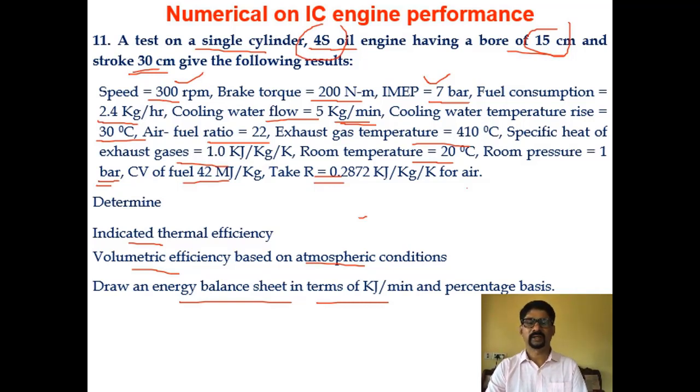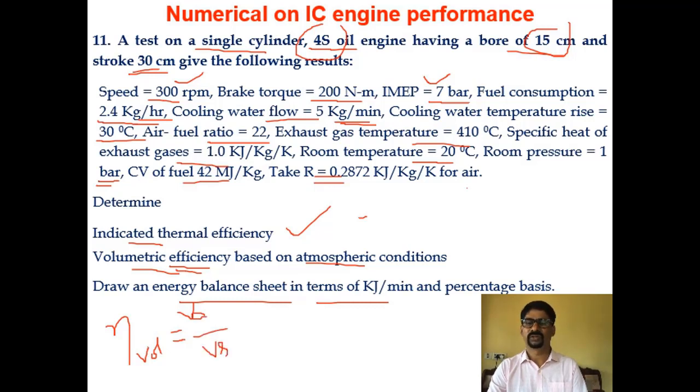Then calculate indicated thermal efficiency, IP into 3600 divided by MF into CV. MF should be in kg per hour itself. That's why I told you not to convert this in the initial stage. Then you have to calculate volumetric efficiency based on the atmospheric conditions. So let me explain this. So eta volumetric is nothing but actual volume of air drawn in during suction stroke to the swept volume, that is VA by VS.